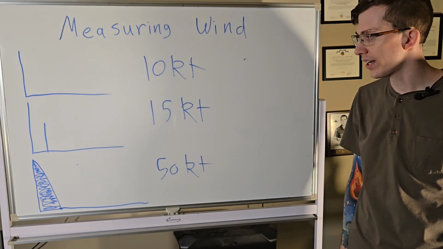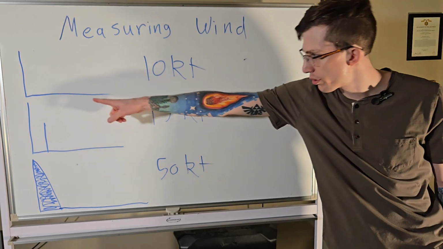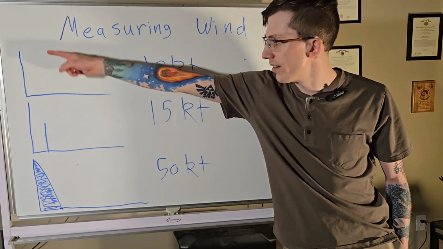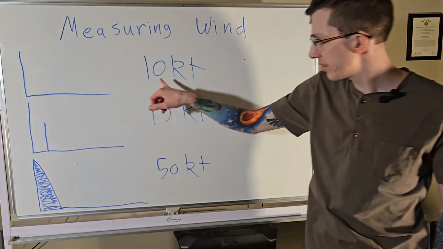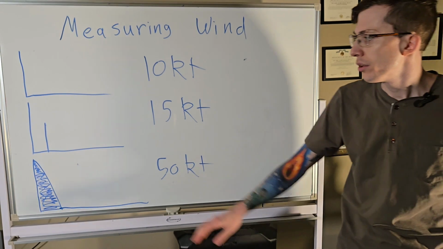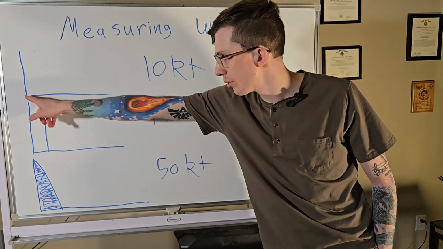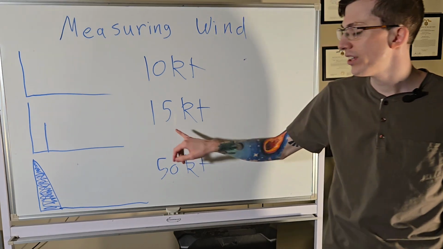Wind is measured and identified on a weather map using what is called a wind barb, which you can see right here. This wind barb represents 10 knots. One long line equals 10 knots on a weather map. We represent every 5-knot interval with half a line. So one big line and one little line would be 15 knots.